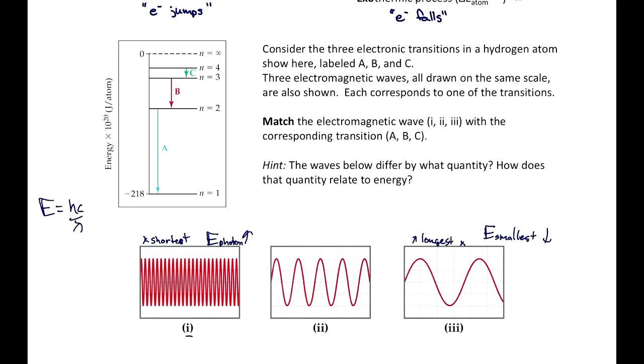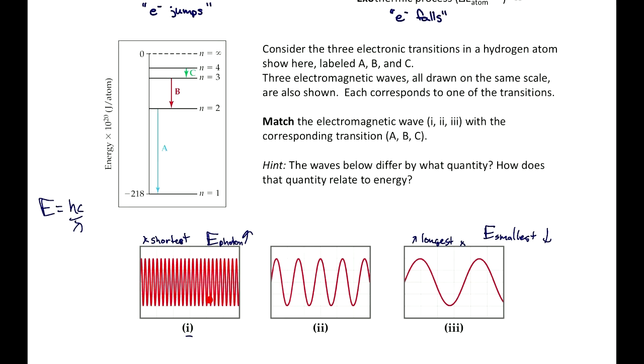Okay, so now can you relate these to the transitions? Which transition is the first wave, 1? A, B, or C? What do we think? Who thinks C? Okay, who thinks A? Ooh, yeah, see, it's 50-50. All right, so let's go back a step here. So what is this? Is this a high energy photon or a low energy photon?